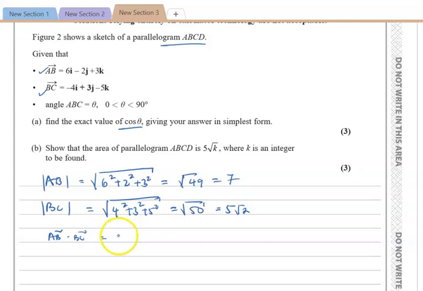And then we have to get AB dot BC. So you have 6i minus 2j plus 3k, and we are dotting this with minus 4i plus 3j plus... no, this is a minus 5k. So our answer here: you have 6 times minus 4, so you have minus 24, and then minus 2 times 3, so you have minus 6, and then you have 3 times minus 5, so you have minus 15. That means our AB dot BC is minus 45.